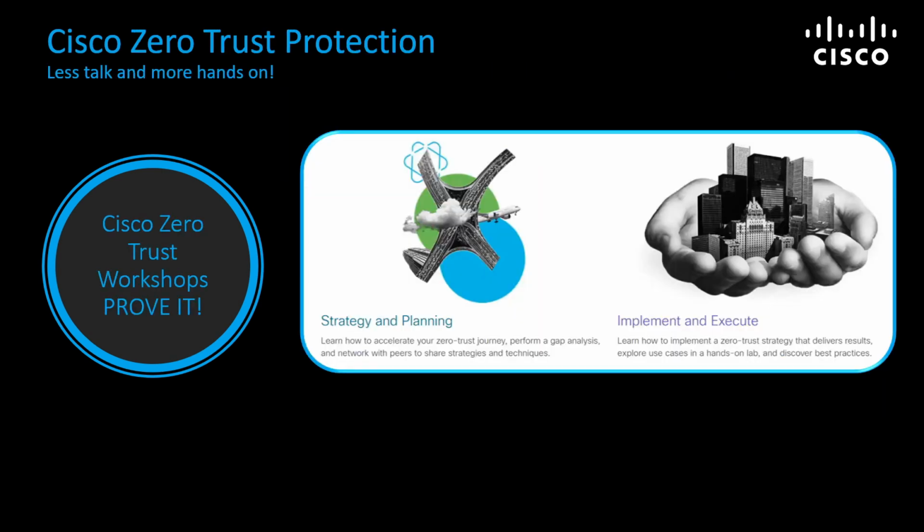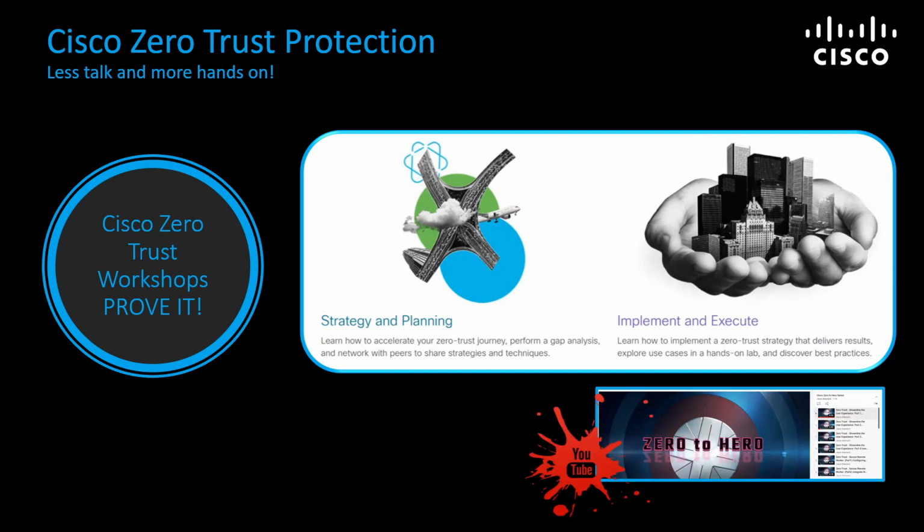Okay, we're getting close to the end here. Zero Trust workshops. What? Yeah. So we've got 2 available from Cisco, strategy and planning. This is where you're going to learn how to accelerate your zero trust journey, perform gap analysis, and network with peers to share strategies and techniques. The other one's implement and execute. This is where we're going to implement zero trust strategy that delivers results, explore use cases with hands-on experience. This is going to allow us to discover some best practices and really get to see the technology in use. And you're going to see how easy it is to realize it.